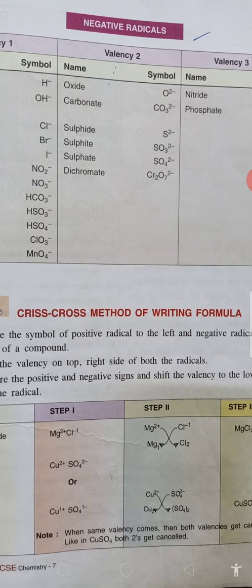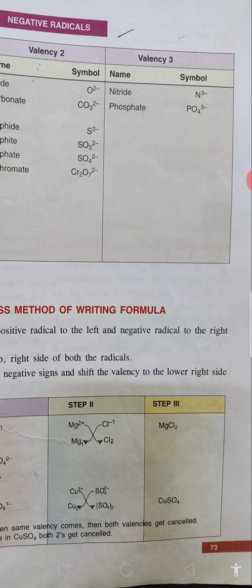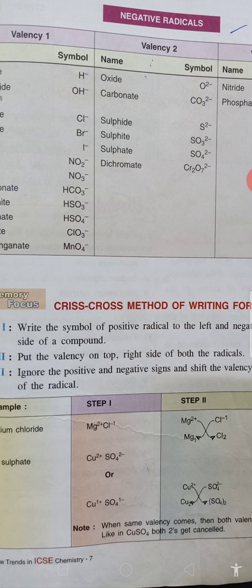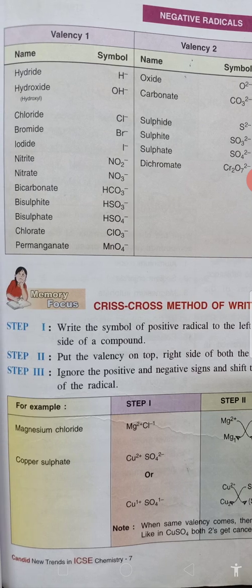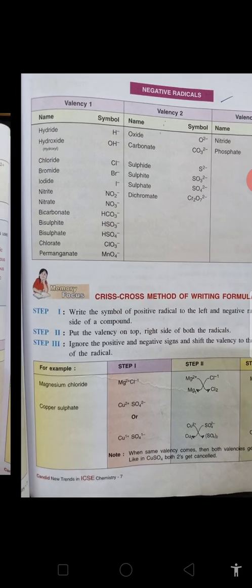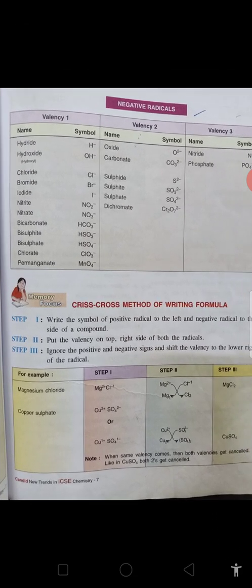Then with valency 2, oxide O 2 minus, carbonate CO3 2 minus, sulfide S 2 minus, sulfite SO3 2 minus, sulfate SO4 2 minus, dichromate Cr2O7 2 minus. Then with valency 3, we have nitride 3 minus and phosphate 3 minus. So children, these are the positive and the negative valencies, and you have to learn them, otherwise you won't be able to write down the formulas. Now children, the very important part in chemistry is writing the chemical formulas of compounds.